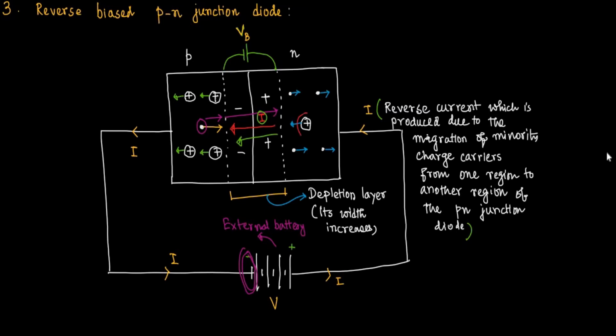Similarly, a hole in the N region is repelled by the positive electrode of the external battery, and this hole will be repelled towards the junction, and this hole crosses the junction. That's why reverse current flows from the N region to the P region.